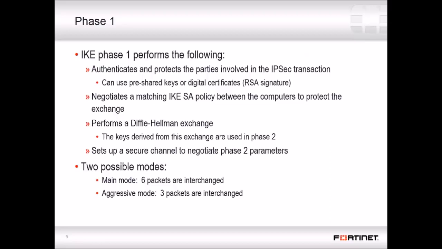IKE Phase 1 negotiates a pair of matching IKE SAs for handling authentication and establishing a secure channel that will be used to negotiate the Phase 2. It also performs a Diffie-Hellman exchange to generate the keys that are going to be used by Phase 2. Two Phase 1 modes are available: main mode, which requires the interchange of 6 packets, and aggressive mode, which requires 3 packets to be interchanged. The differences between the two modes are explained with detail in our advanced IPsec module.